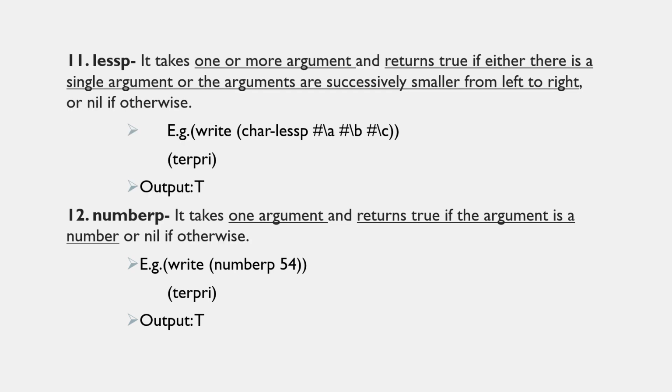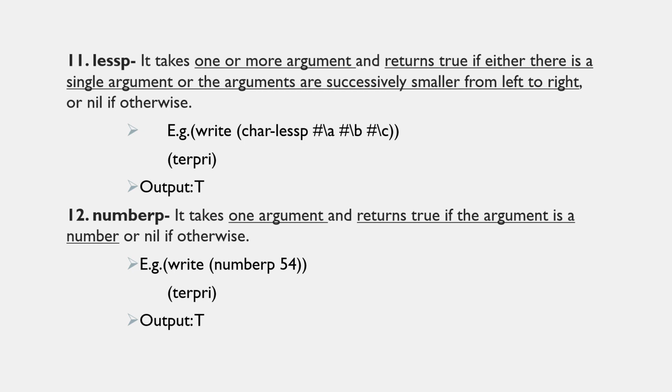Now again less p. The opposite of greater p is less p. Here also we have been provided with three arguments a, b, c, where a is less than b and b is less than c. So the answer provided is true.